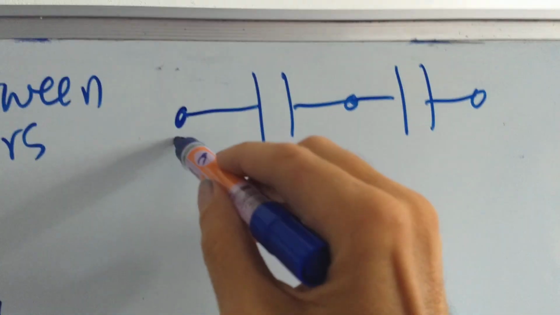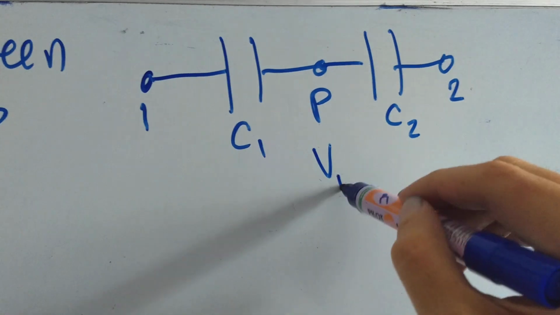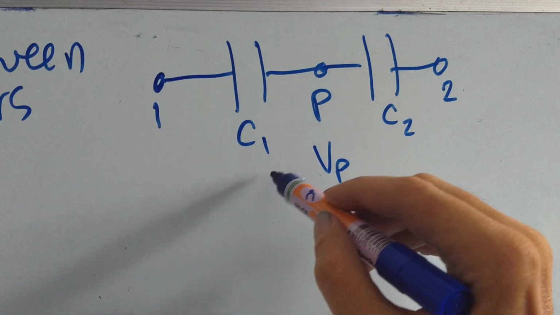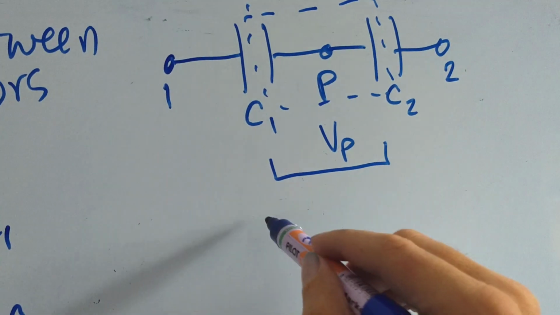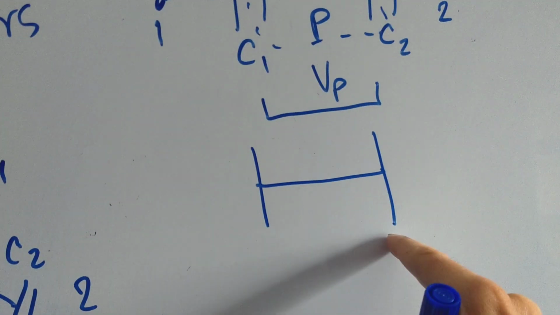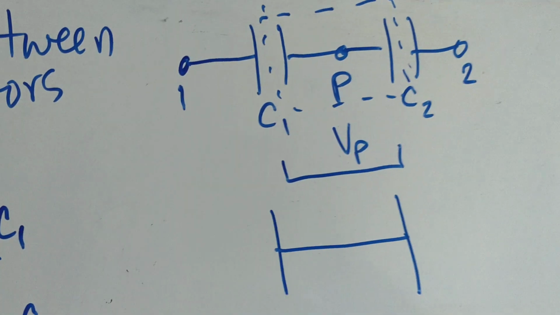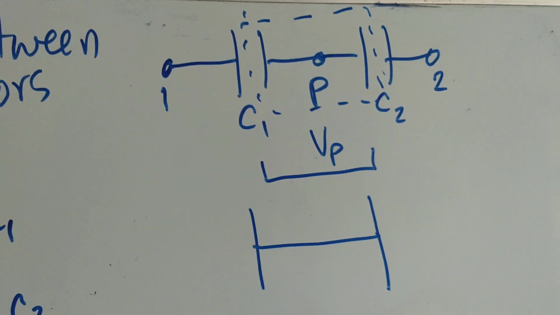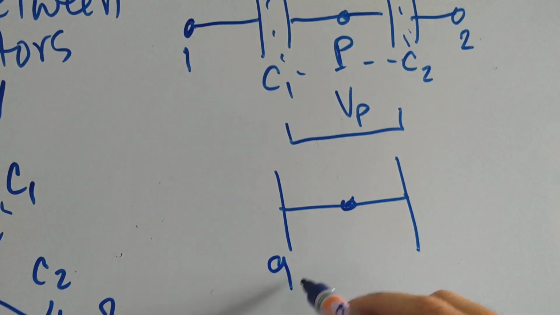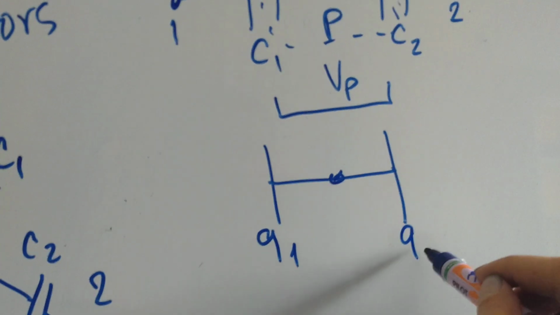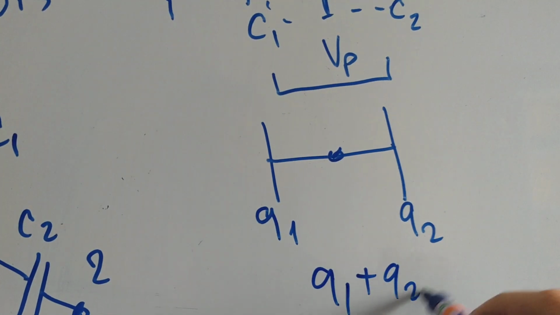Okay, we have terminals 1, 2, and point P, C1, C2, and I want to find out the voltage in the middle. Right, now let's isolate this piece of the system. Look, it's 2 plates. It's not connected to anything. This is empty space here, or dielectric. There's no connection by wire to anything outside. So whatever charge is on this plate has to be exactly equal and opposite to the charge on this plate. The two have to sum to 0.